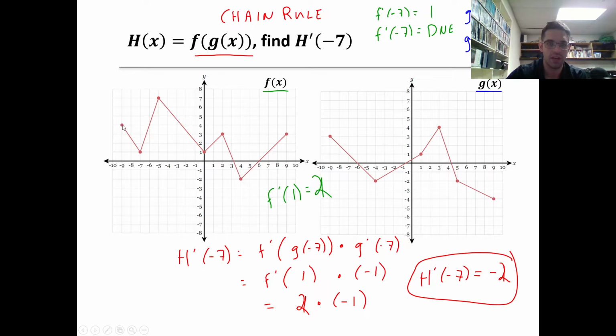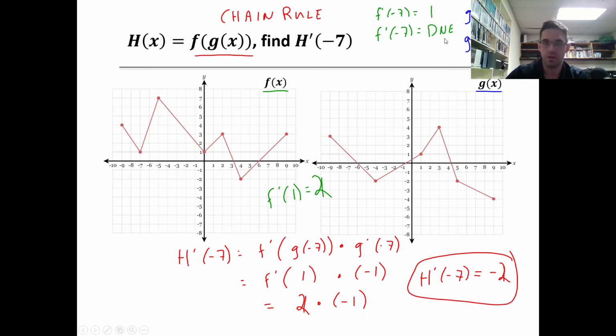Well, if we look at the left side, our slope is down 3, right 2. So the derivative as we approach negative 7 from the left is negative 3 over 2. But if I look at the right side, as we approach negative 7 from the right, we have up 3, right 1. So the derivative as we approach negative 7 from the right is 3. Because the derivative from the left is not equal to the derivative from the right, we say our derivative does not exist. f prime of negative 7 does not exist.